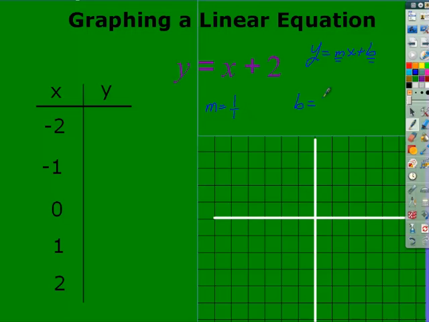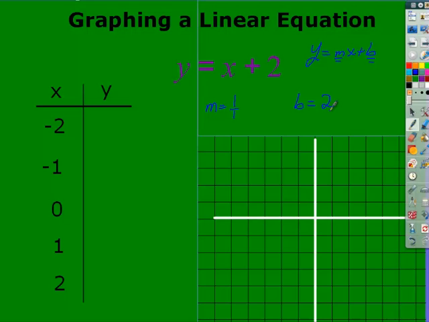Okay, so now what's our b? Right, that's 2. So these are the only two things that you need in order to graph an equation. The first thing is we need to know where to start. We're going to start with b.